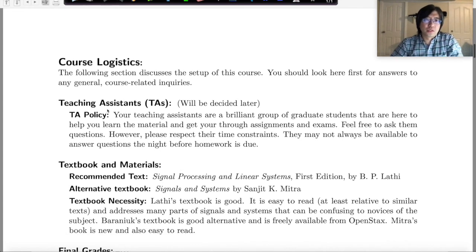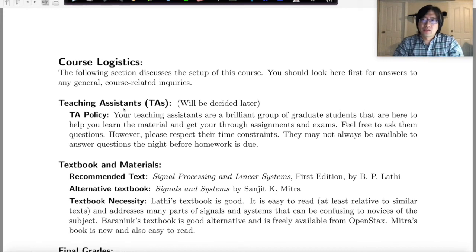And course logistics. We have TAs, of course, but at the time I'm recording this video, the TAs are not decided yet. Roughly they are decided, but we're waiting for them to accept the TA offers. Once we decide the TAs, I'll post their information here. If I'm not mistaken, we should have two graders to grade your homework and two lab TAs to help you with your lab sessions. I believe in this class all the lab sessions are online, via Zoom.